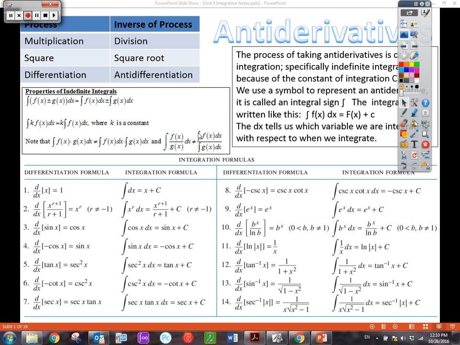All right, so let's take a look at our lesson for today. It is the first lesson in a very exciting unit on integration. I know, it's so awesome. So we're going to talk about antidifferentiation.